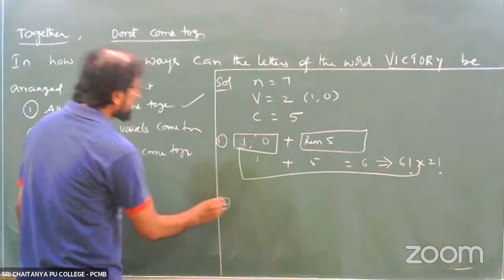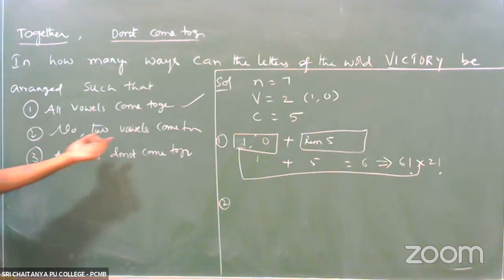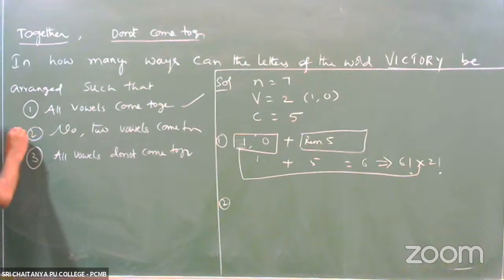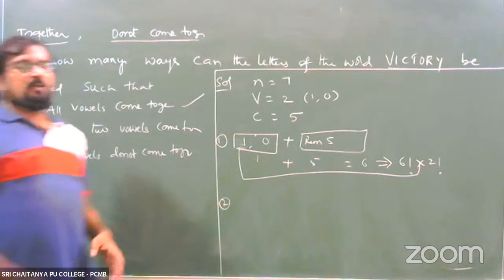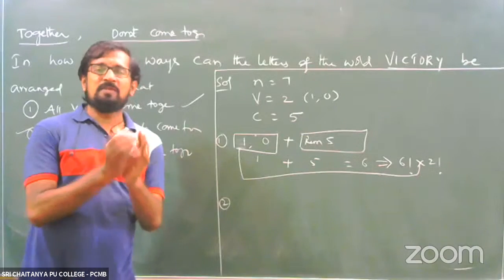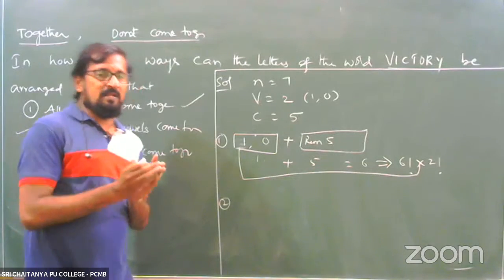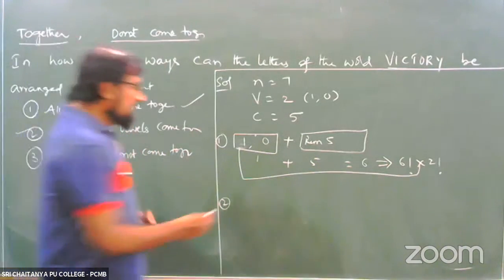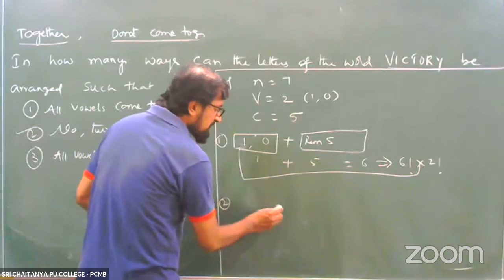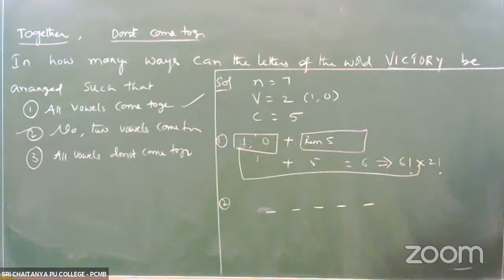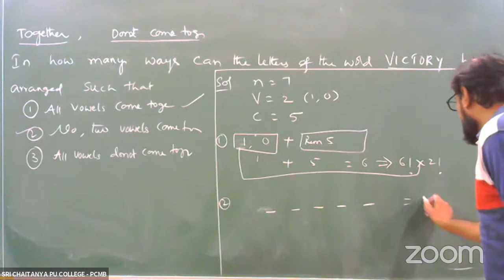The second one: no two vowels come together. So when you want to make no two vowels come together, you just keep that entire vowel quantity aside. Keeping that vowel quantity aside, we will have 5 consonants. 5 consonants can be arranged among themselves, see here, 1, 2, 3, 4, 5, in 5 factorial ways.